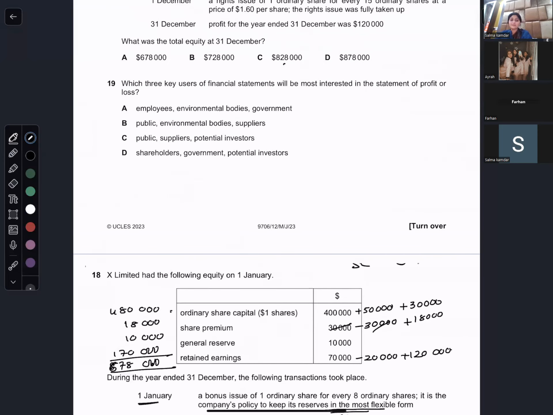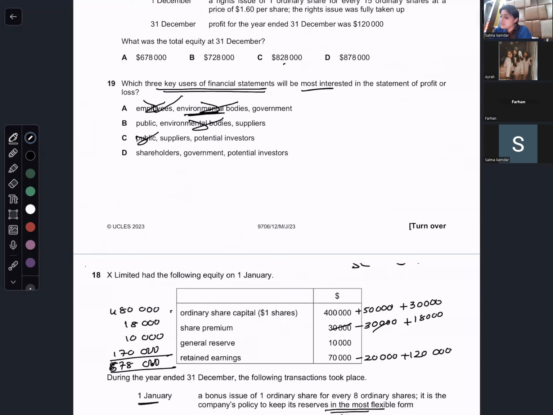Read the 19th one, please. Which three key users of financial statements will be most interested in the statement of profit or loss? Employees should not be interested in the statement of profit or loss. Environmental bodies cannot be interested. The public should be interested. So it's going to be D, right?